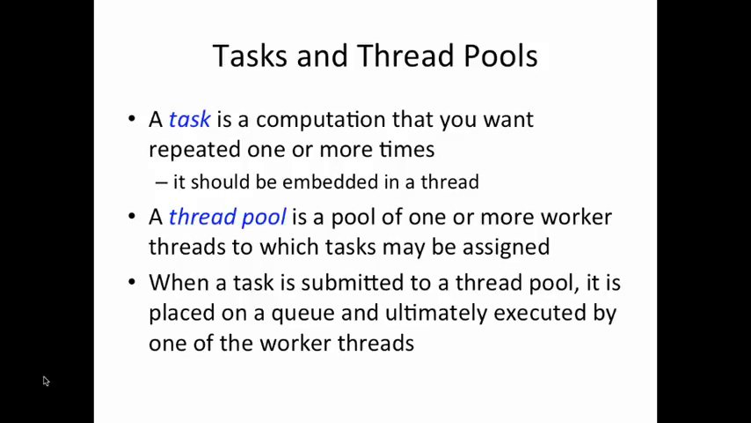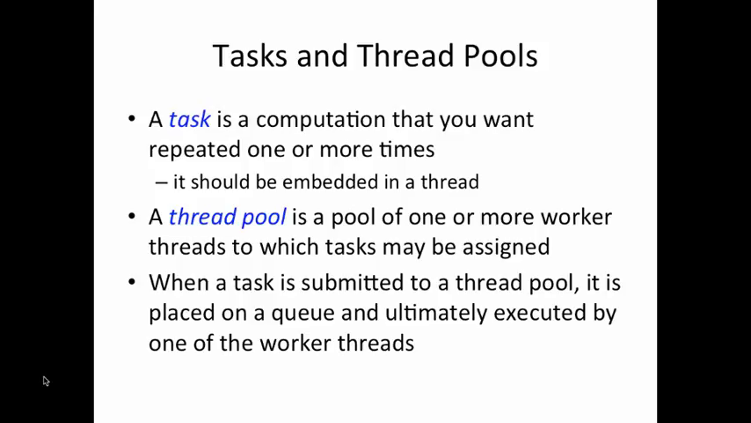In Java, a task is a computation that you want repeated one or more times, and it's embedded in a thread or a runnable, either one. A task is typically placed in the run procedure, although we're going to see that some tasks are able to return values, in which case you implement a different method called a call method. And later on, we're even going to have some kinds of recursive tasks that implement other methods. But for right now, just assume a simple task: a computation you want repeated one or more times. You embed it in either a thread object or a runnable.